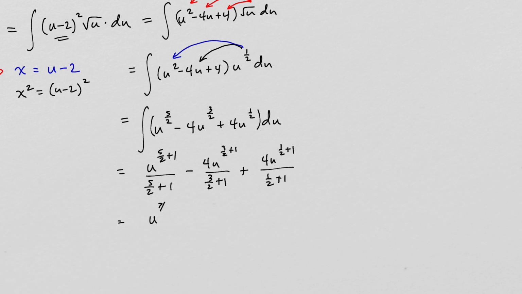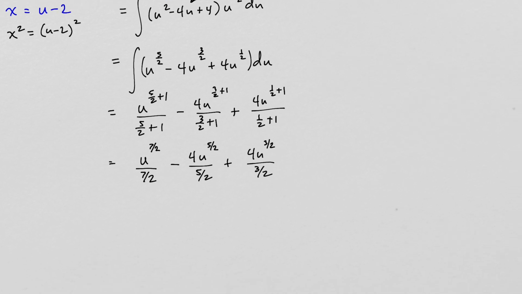We get u to the 7 over 2 divided by 7 over 2 minus 4u to the 5 over 2 divided by 5 over 2 plus 4u to the 3 over 2 divided by 3 over 2. Now when you divide by a fraction, you invert and multiply. So this 5/2 here is going to become 2/5 times, don't forget you had a 4 here. And then same thing on the last one.